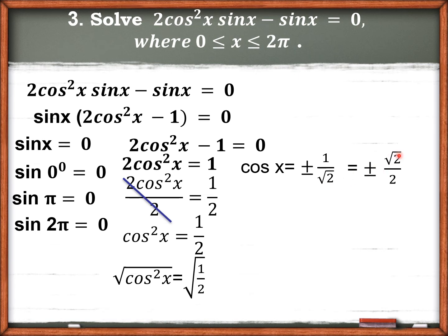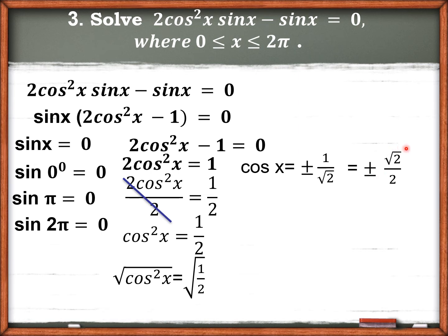So, dalawa yung values na i-relate natin kay cosine x. We need to think of angles, specifically values for x, na angle yon, na pag sinubstitute natin kay cosine, will give us a value of positive square root of 2 over 2 and negative square root of 2 over 2. Ulitin ko ha, we need to think of the value of x that when we substitute to cosine, it will give us a value of positive square root of 2 over 2 and negative square root of 2 over 2.